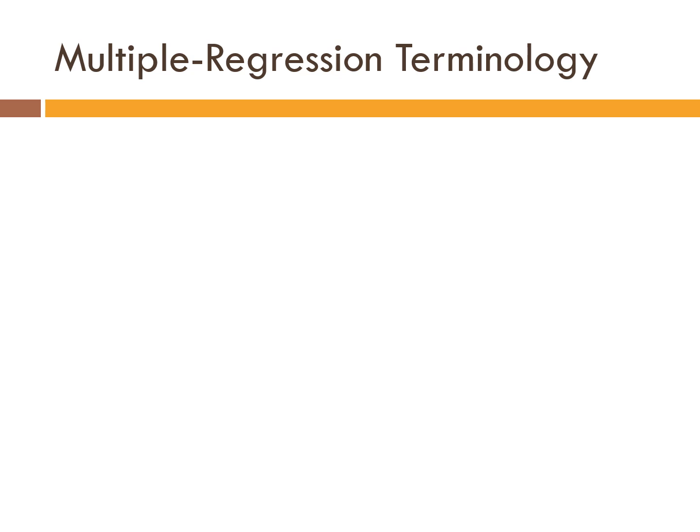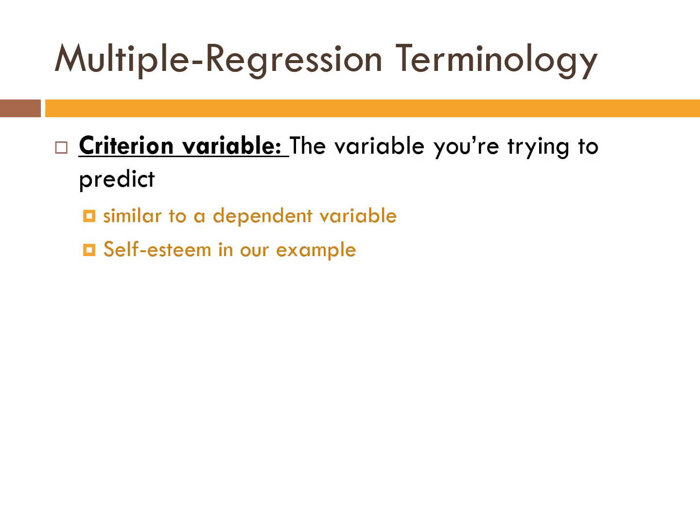Some more terminology that you need to know for multiple regressions are first the criterion word. Criterion is the new word for an outcome variable. It's also associated with the dependent variable. So it is the thing you are trying to predict. In our example, that's the self-esteem. We're trying to make an argument that I can use other variables to predict the criterion variable of self-esteem.